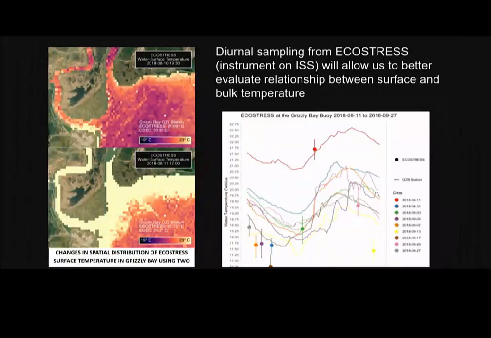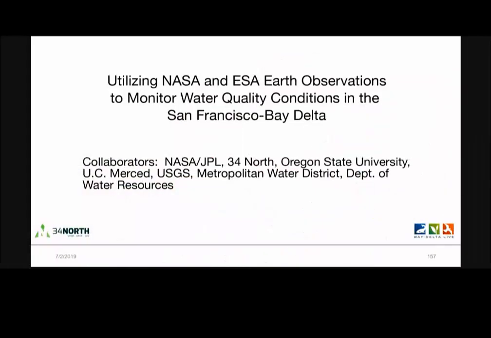I mentioned ECOSTRESS, which is an instrument on board the International Space Station, which is actually sampling any given point at different times of day. And this will allow us to do a better characterization of what we're measuring as surface temperature versus what's happening in the bulk temperature, which is what CDEC is getting at.